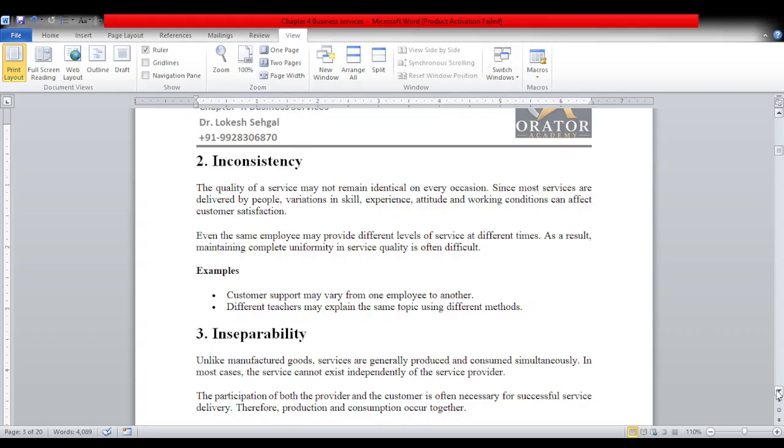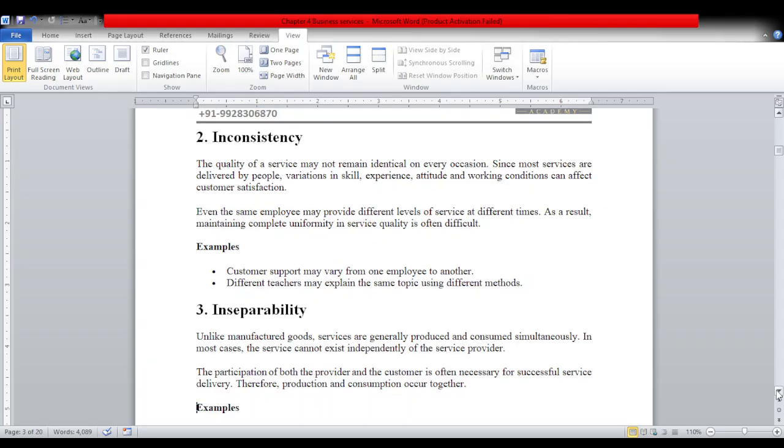For example, customer support may vary from one employee to another. Different teachers may explain the same topic using different methods, right? So there is inconsistency in terms of teaching, in terms of any salon service, in terms of any hotel service. So there might be inconsistency.